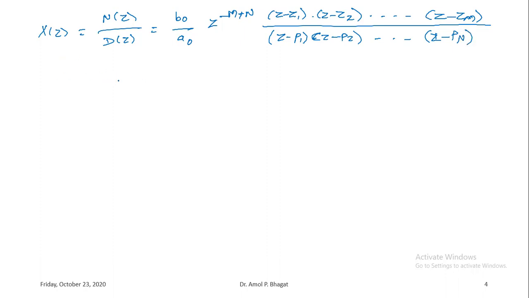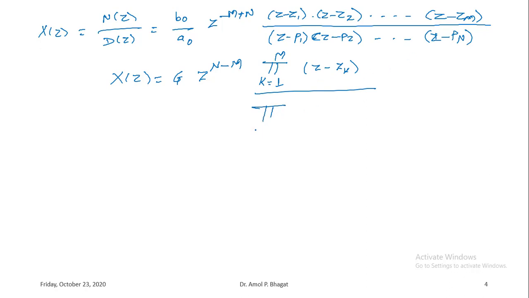So again, in a more compact way, you can represent this X(z) as follows. If I consider b0 upon a0 as a constant, for example representing it with capital G, then z to the power N minus M. And these terms can be represented as a product of terms, that is (z minus z1) multiplied by (z minus z2). So I can take it as the product where I take the variable k starting at 1 and ending at capital M, so k equals 1 to M of (z minus zk). So it is the product of (z minus z1), (z minus z2), (z minus z3) up to (z minus zM).